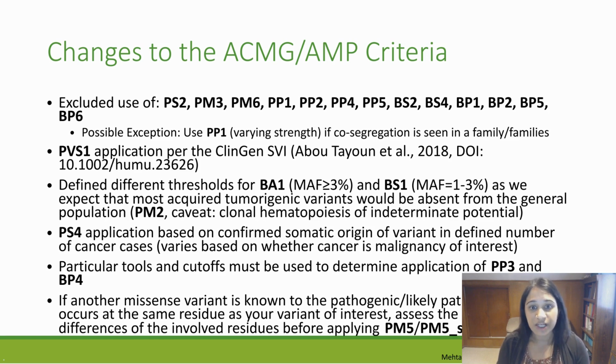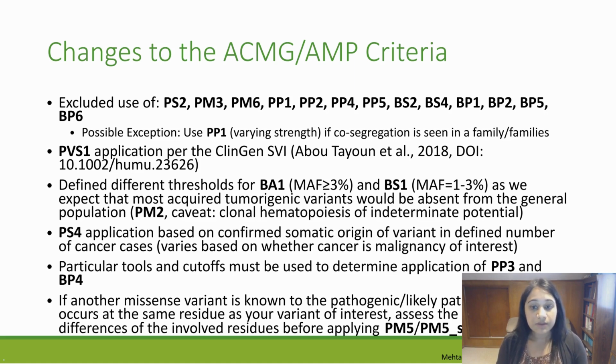The last major change was made to PM5. While this code was originally meant to be applied when any other missense variant at the same residue as the variant of interest has been classified as pathogenic, we limited the use of the code by asking the curator to verify the significance of the residue or to compare the amino acid properties, structure, and conservation or functionality of the involved residues. Furthermore, mild differences between the involved residues may result in using this code at the supporting level of strength, or not at all.